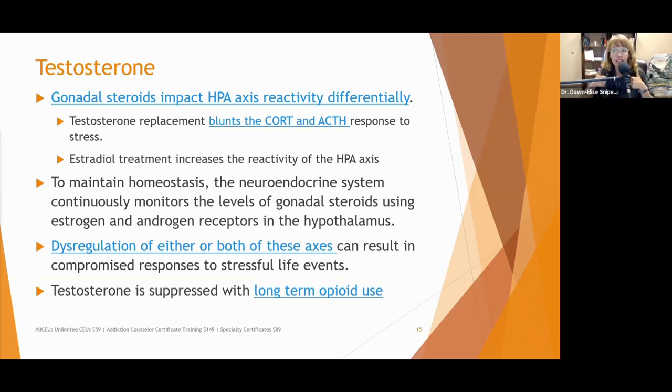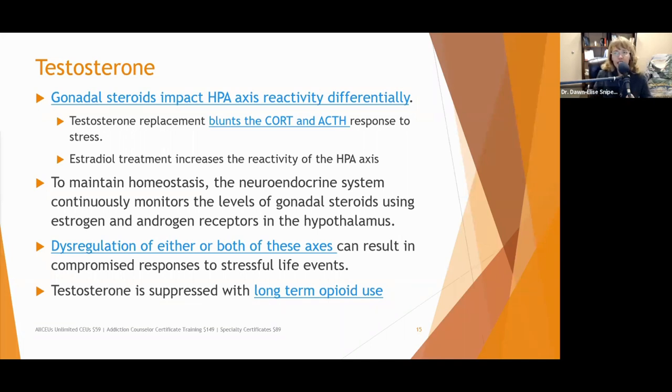Estradiol actually increases the reactivity of the HPA axis. So when you think of sex hormones for women, your first thought is estrogen. Well, estrogen increases HPA axis activity. The main hormone you think of for men is testosterone. It actually reduces HPA axis activity, which is interesting.